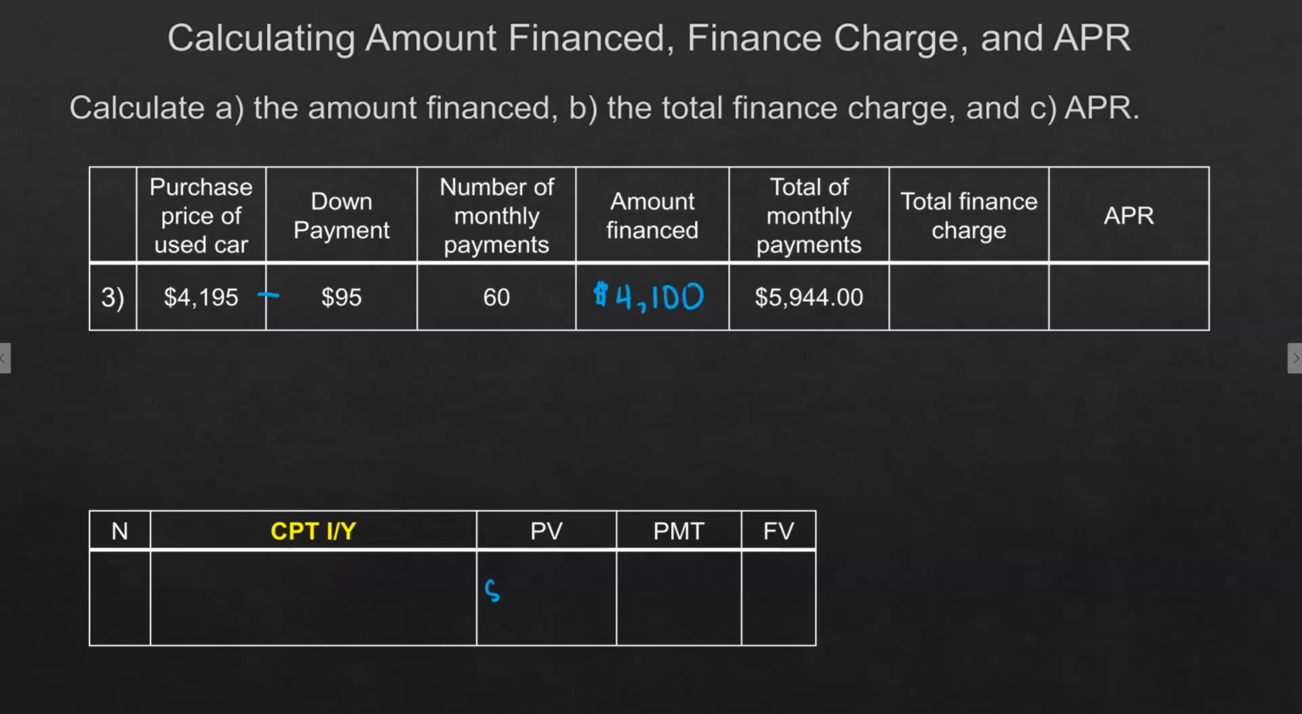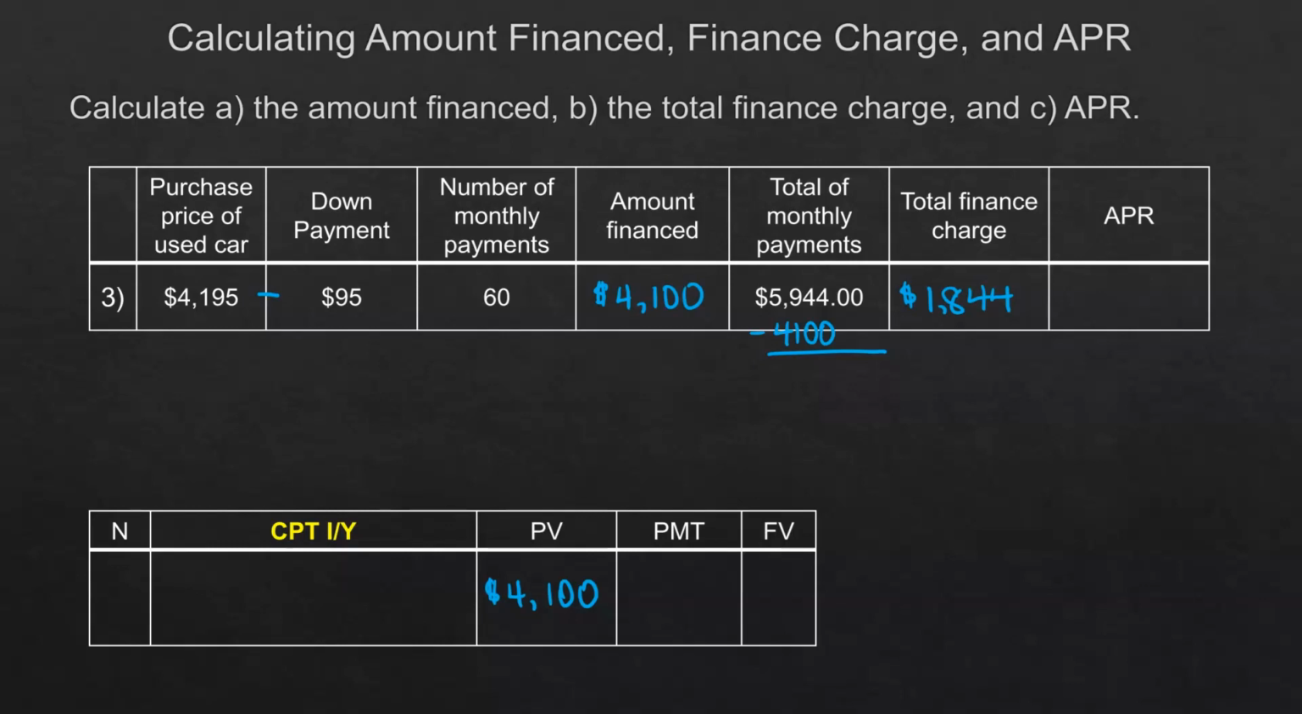Let's go ahead and put that down here because we're going to need that to figure out our annual percentage rate. Now, it also says total of monthly payments. From that, we know that we paid this much on the loan. We're going to subtract $4,100, and that's going to give us our finance charge. So our total finance charge is $1,844.